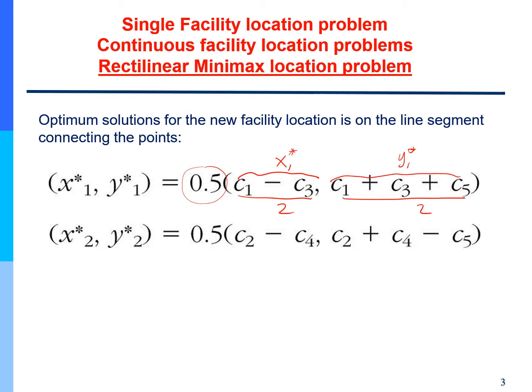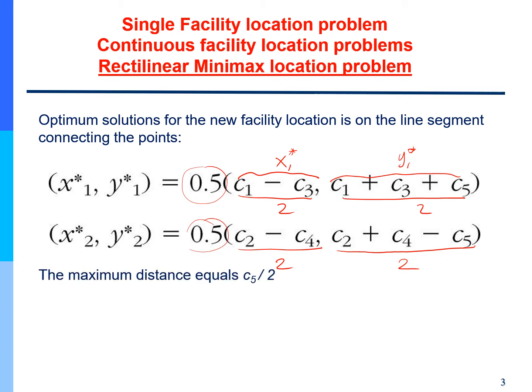And similarly, for the second alternative solution, x is equal to (C2 minus C4) divided by 2, and y is the second component divided by 2. And as I told you, the optimum objective function value is calculated as 1/2 of C5. Again, I'm sure it is still not clear how we do this, but the following example will make it much clearer.